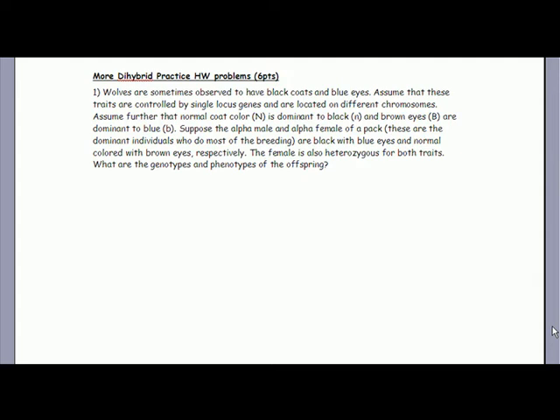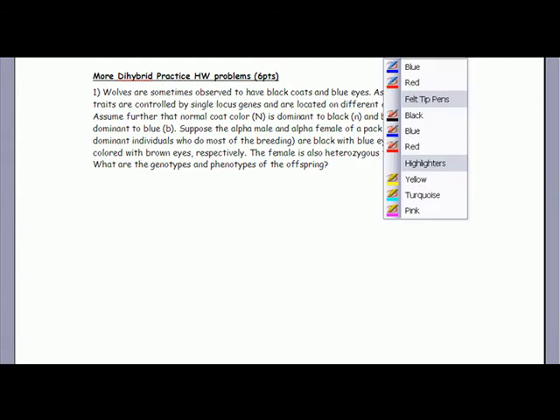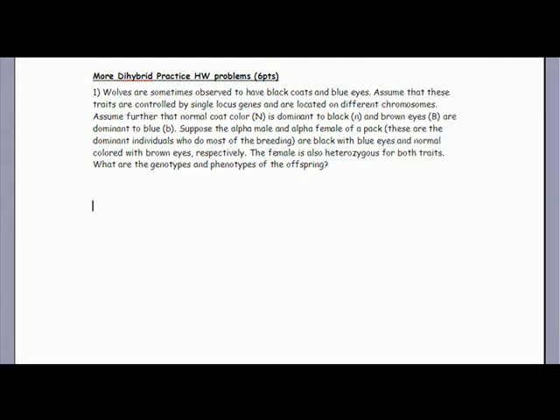Wolves are sometimes observed to have black coats and blue eyes. Assume that these traits are controlled by single locus genes on different chromosomes. Assume further that normal coat color N is dominant. So I'm going to make my key first: N is normal coat, little n is black. Everybody see this? Remember, we are trying dihybrid crosses here.